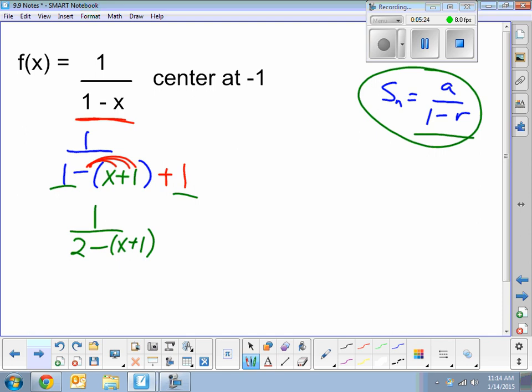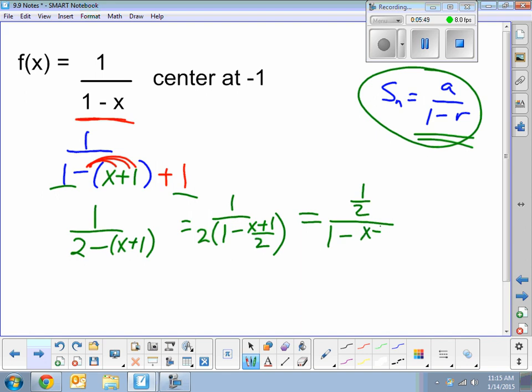Well, it doesn't quite look like this. That has a 1 minus r, so I'm going to factor out a 2 on the bottom. It's going to leave me with 1 minus x plus 1 over 2. And you can check with the distributive property that we factored that right. Well, dividing by 2 is the same as multiplying by 1/2, so I'm just going to put that 1/2 up there over 1 minus x plus 1 over 2.